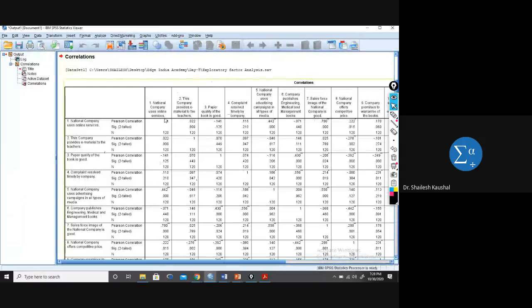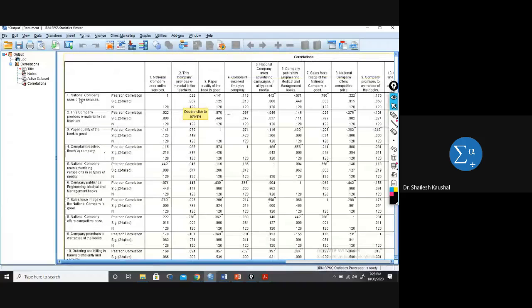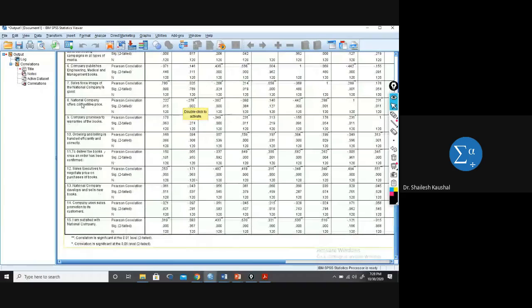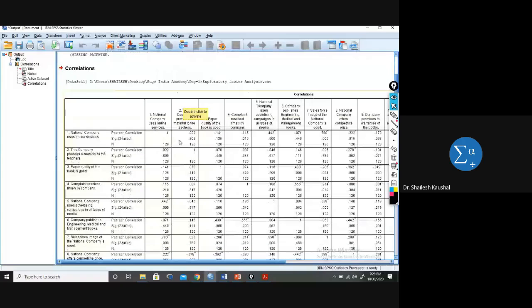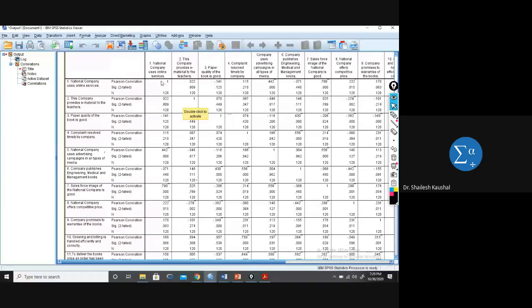So here we can see this is question 1. Horizontally you can see questions 2, 3, 4, 5. It is a symmetric matrix, and vertically the same. It means all the 15 variables. It's a symmetric matrix, and the principal diagonal here is 1, 1, 1, and the lower triangular matrix and upper triangular matrix are the same. So the purpose of this matrix is to check that at least one variable should be correlated.